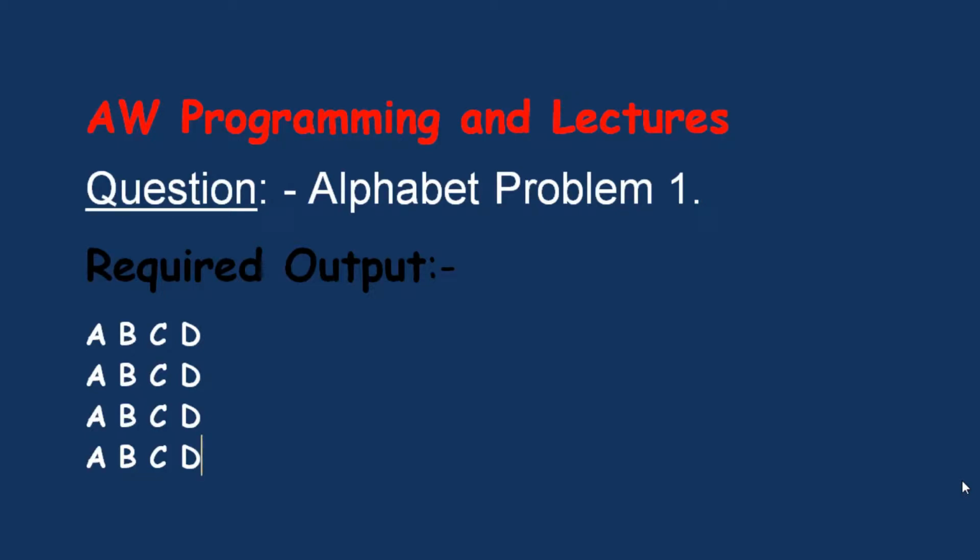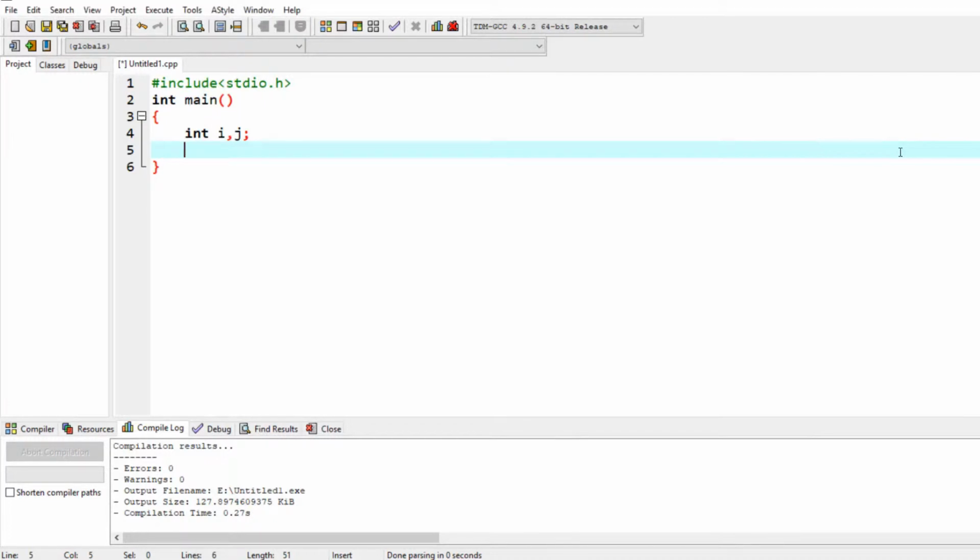In today's lecture, we will start with alphabet problems. So this will be a required output. Now let's discuss the solution to print the required output, that is ABCD, ABCD, ABCD. As you know, as we have done in star problems or pattern problems, we'll make use of two nested loops. So that's why I've declared two variables.